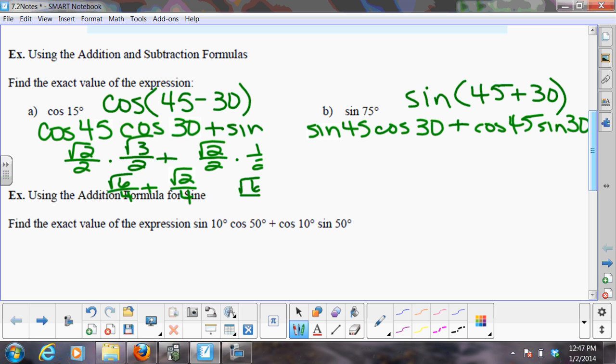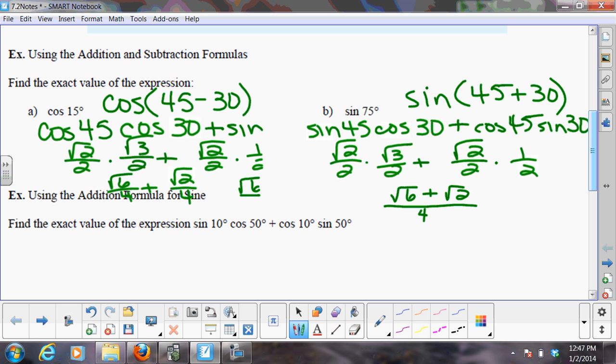And then we just got to write the exact values. Sine 45 is radical 2 over 2. Cosine 30 is radical 3 over 2. Cosine 45 is radical 2 over 2. And sine 30 is 1/2. And again, if you notice, we get the same exact answer. This is square root 6 plus square root 2 all over 4.